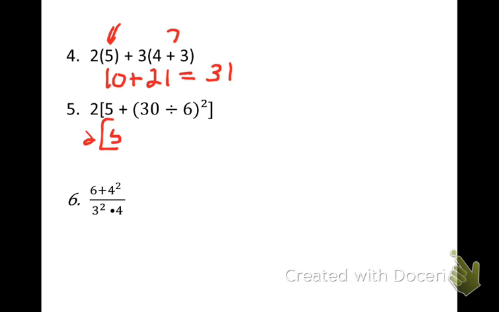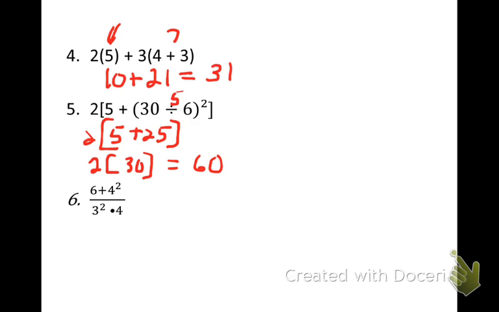Here I do have some grouping symbols inside grouping symbols, so I've got to start on the inside and work my way out. So I'm going to start with the 30 divided by 6, which is 5, and I'm going to do my squaring of that. 5 squared would be 25, and that's still in brackets. So now I have to add the 25 and 5 to get 30, and now I multiply by 2 to get 60.